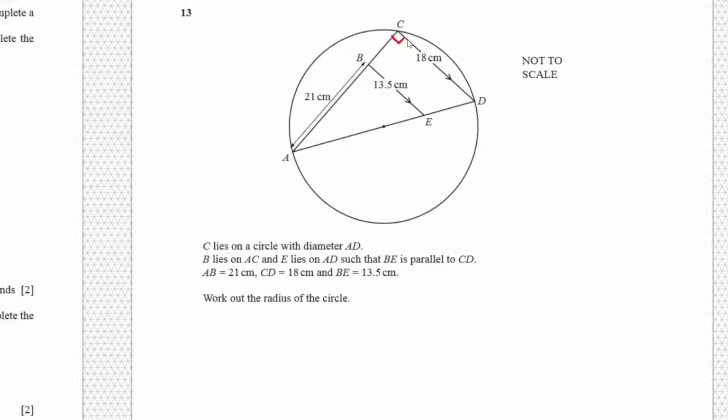Now, and we know that's 18. If we can somehow find AC, then we can use Pythagoras, with AC, CD and AD as A, B, and C, to get the diameter. Once we get the diameter, divide that by 2 and you'll get the radius. All right, now, how do we find AC?